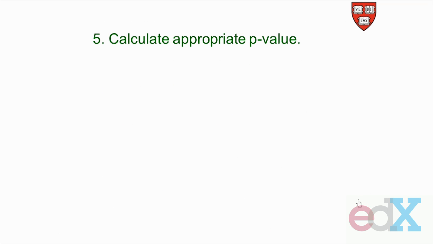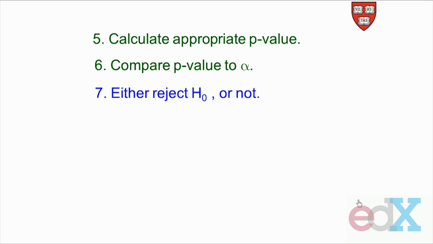Well, we compare these values to our cutoffs. So, for example, we can calculate the appropriate p-value for our statistic, and then compare that p-value to alpha, and either reject h0 or not. If the p-value is less than alpha, we'll reject. If not, we won't reject h0.